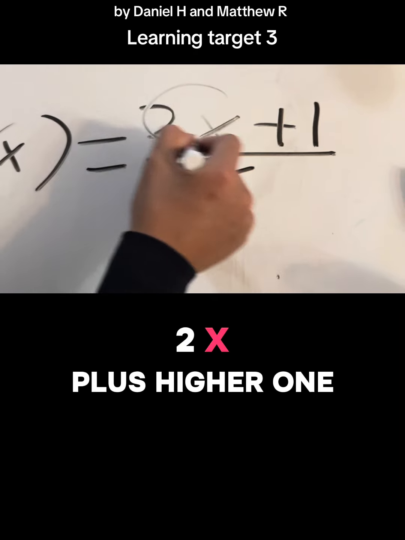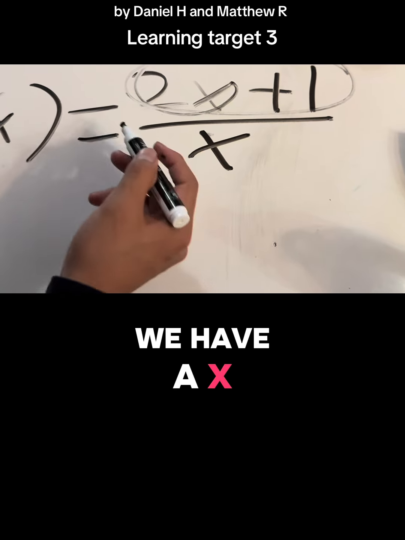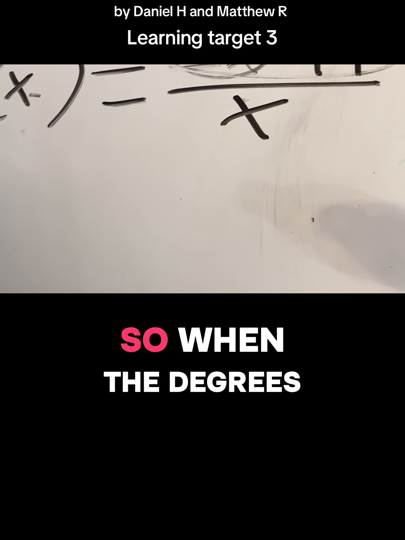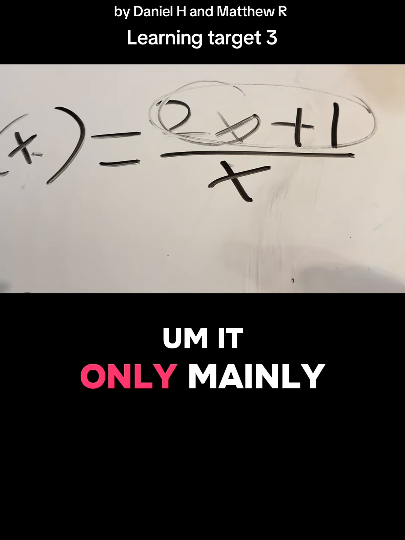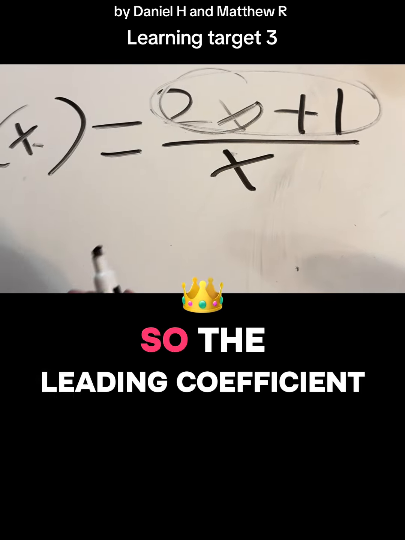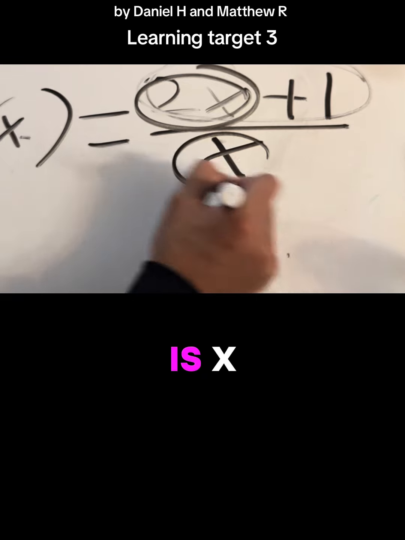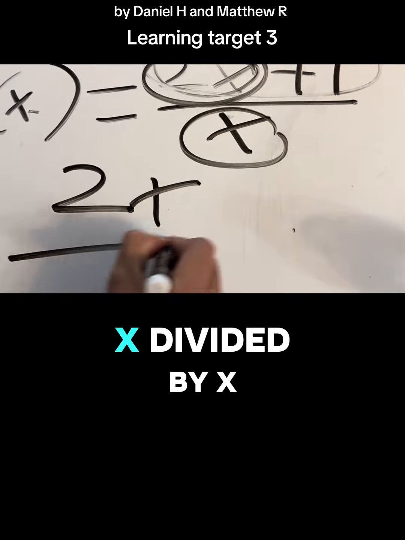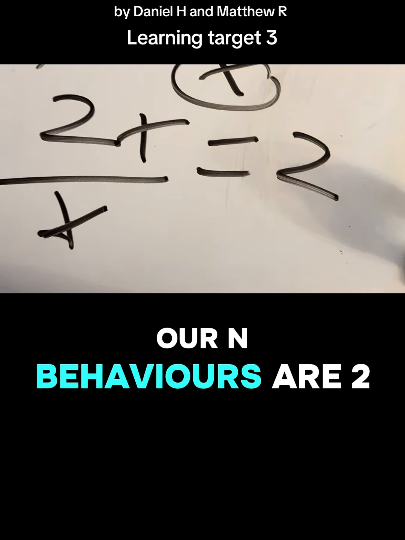So we have 2x plus 1, and we have x right here, which has the same degree, which is 1. So when the degrees are the same, the end behavior mainly depends on the leading coefficient. The leading term in the numerator is 2x, and the leading term in the denominator is x. So we have to divide these. It would be 2x divided by x, which equals 2. So our end behavior is 2.